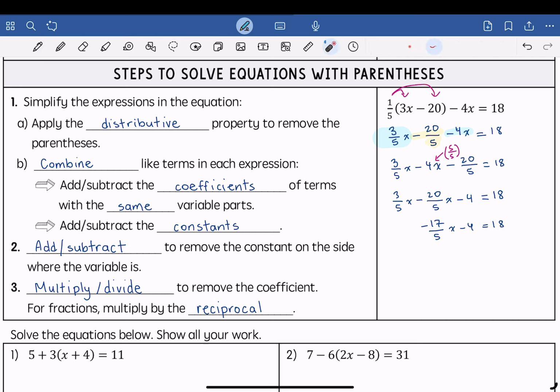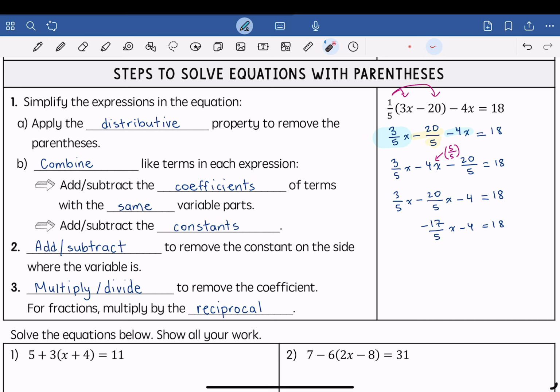Next step here, after we've combined the like terms in each expression, so the expressions on the left, I have also added and subtracted the coefficients of terms with the same variable parts. And there were no constants here to add or subtract, but sometimes you might have them as well. So we're going to go to step 2.